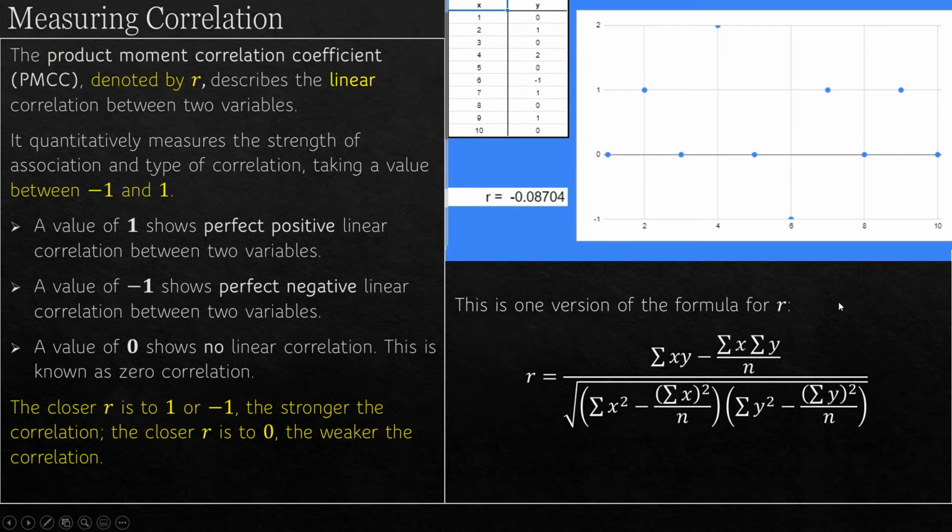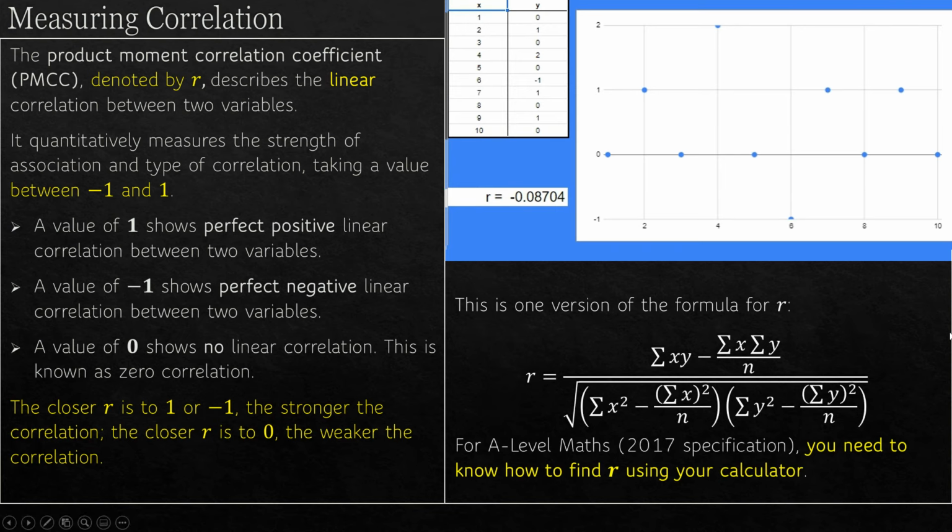Here's one version of the formula for R, and this is how it's calculated. Now, good news for A-level maths as of the current specification is we don't need to use that. The Casio ClassWiz calculator can do this for you. So what you do need to know is how to find R using your calculator. I'm going to go through that in a separate video.